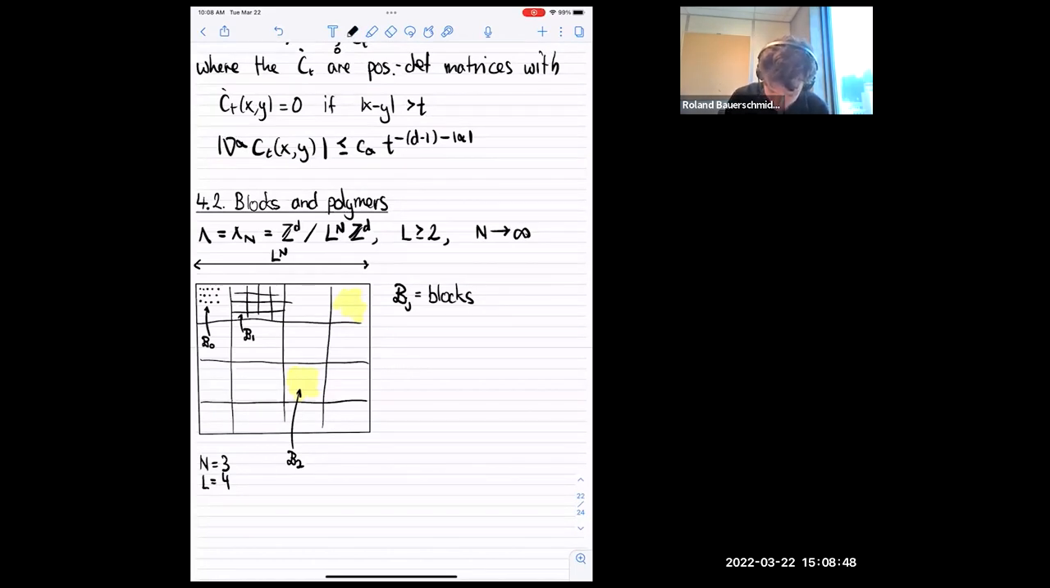We'll also need another set. So this is the set of blocks, really. Another set, which in this context are called polymers. This notation, if you've not heard of or seen this before, may be slightly misleading. Polymers are just unions of blocks.